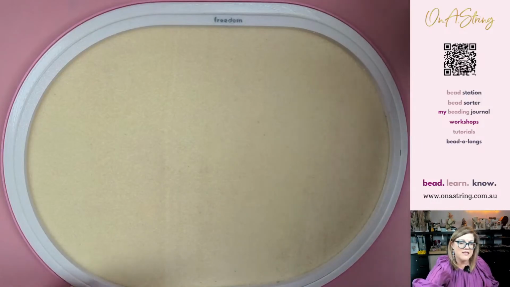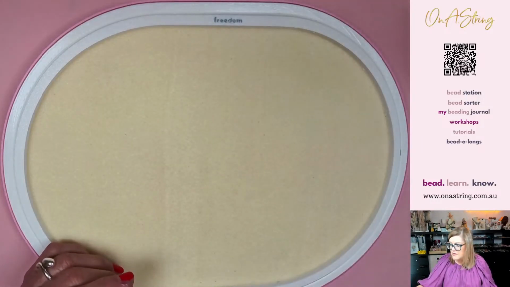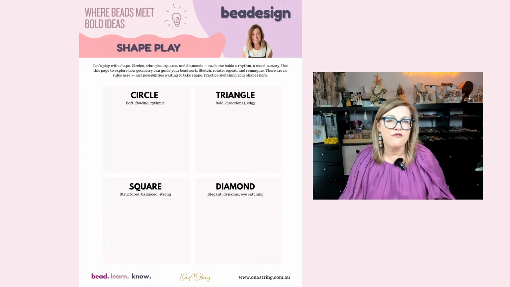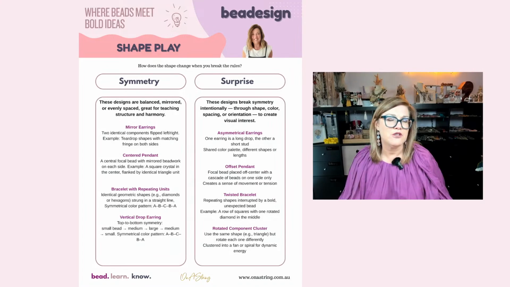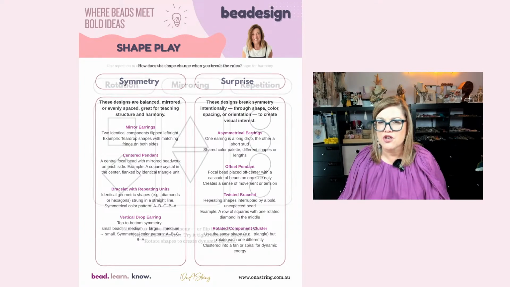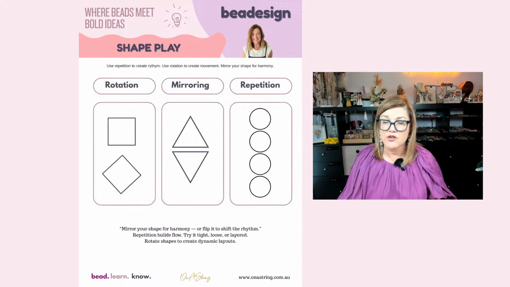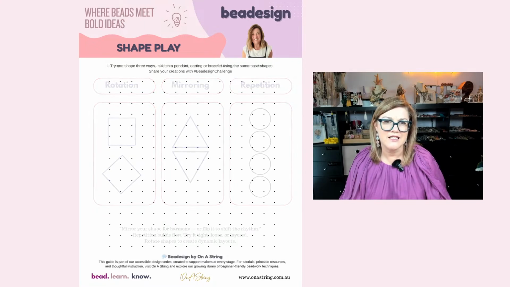But before we get into that, let's have a look at the printables. So the printables is our free guide that's available at onastring.com.au. And one of the things we're going to talk about with that today is symmetry and surprise. So I'm going to go through some of my own designs and show you how I've either used a symmetrical approach to them or an asymmetrical approach. So let's get into that now.